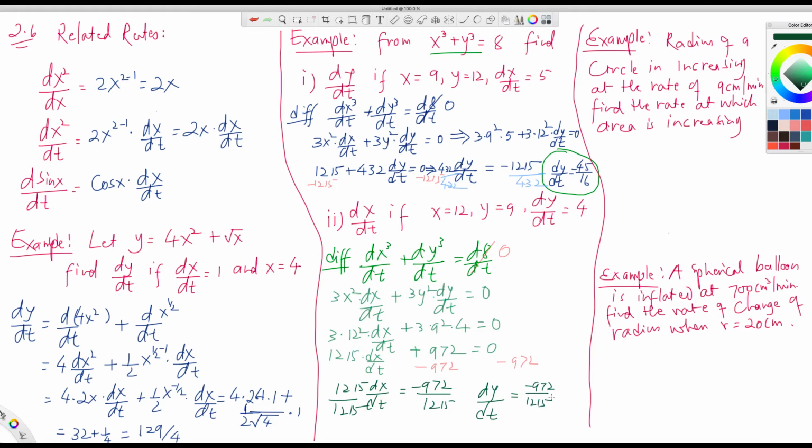Let me use a calculator to find that. 972 over 1215 is equal to 4/5, I guess. Okay, so that is 4/5. Oh, by the way, there is a negative sign, so negative 4/5. And I think I forgot that negative sign in the previous problem too, right? So this is negative 45/16. For the previous problem, it should be negative 45/16. That is the answer. And here it is negative 4/5.